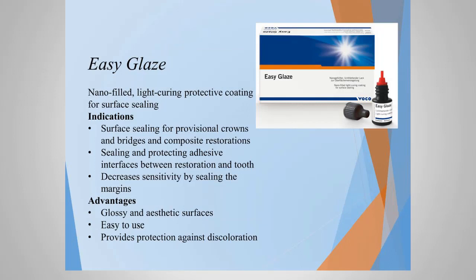Once we cement the temporaries in place and remove all the excess cement, check the bite, make sure everything is okay, do our final shaping and contouring, and everything is okay, I like to clean off the temporaries, isolate them, and then apply a thin layer of Easy Glaze. It's a nano-filled, light-curing protective coating that seals up not only the temporary itself, but also the margins, again reducing some of the sensitivity that we may have with our temporaries.